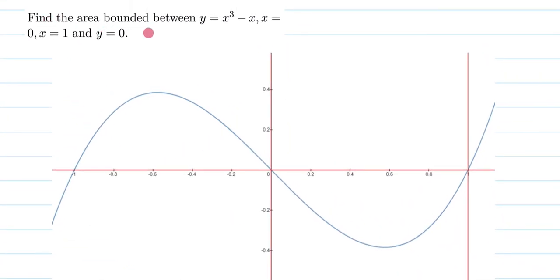It says find the area bounded between y equals x cubed minus x. That's the blue line right there. I'm not going to draw it. Then we've got x is equal to 0. X is equal to 0 is going to be this line right here, this straight line going there. Then we've got x is equal to 1. This is going to be x is equal to 1 right there, that line right there. And we also have y is equal to 0. Y is equal to 0 is just your x-axis right there. The area bounded by all this is actually here.